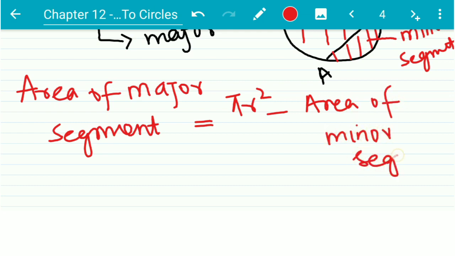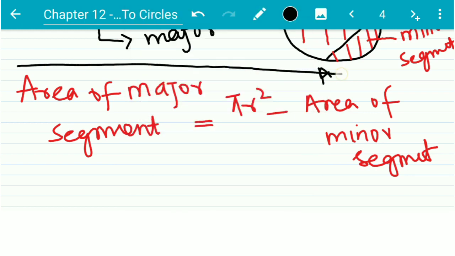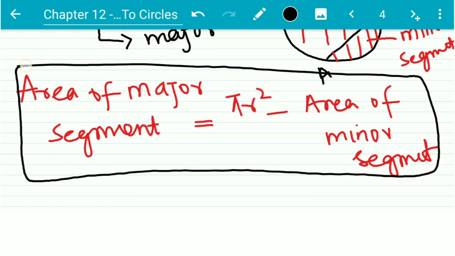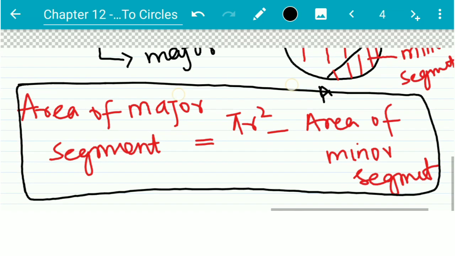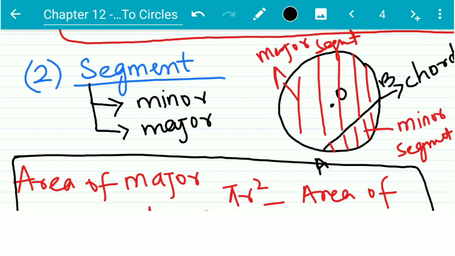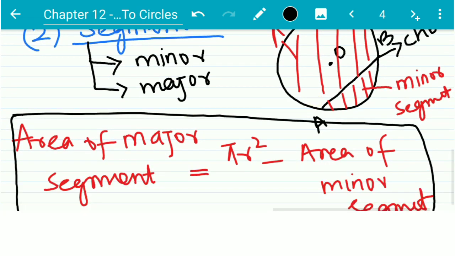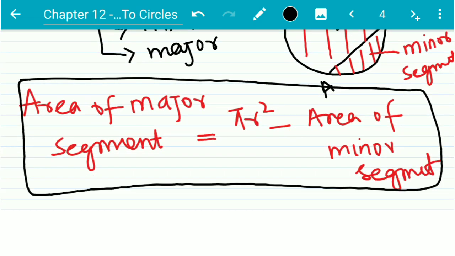It's the same thing. Okay, only the sector is a segment here. So you can find the area of minor segment also. Subtract it from pi r square. This is an important note on segment. So area of major segment is equal to pi r square minus area of minor segment. So this is all about the segment. Segment is separated by a chord. So there is minor segment and major segment. Area of major segment is equal to pi r square minus area of minor segment.